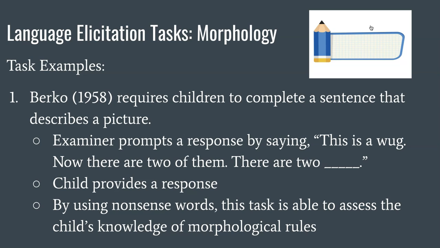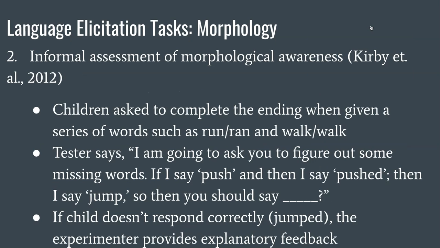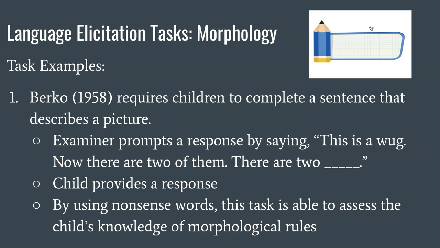All right, here are some examples of the way to try to get at morphology and the morphology skills of the child. So having children complete a sentence that describes a picture. So the examiner prompts a response by saying, this is a wug. Now there are 2 of them. There are 2 blank. So the child then provides a response. And the idea here is that by using nonsense words, the task is able to assess the child's knowledge of morphological rules, right?